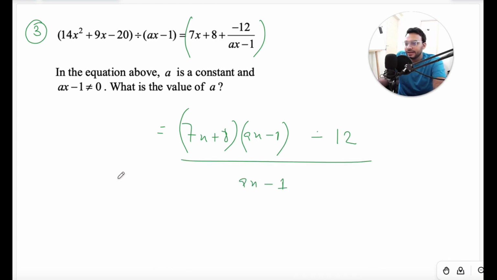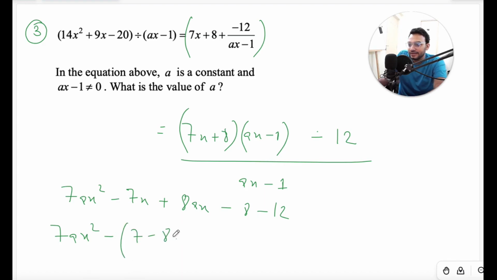Okay, so now 7x times ax, 7ax squared minus 7x plus 8ax minus 8 minus 12. Okay, so as you can see, 7ax squared minus (7 minus 8a)x minus 20. So now if you look at the expression on the left hand side, our initial quadratic equation, negative 20 and negative 20, this is the constant.